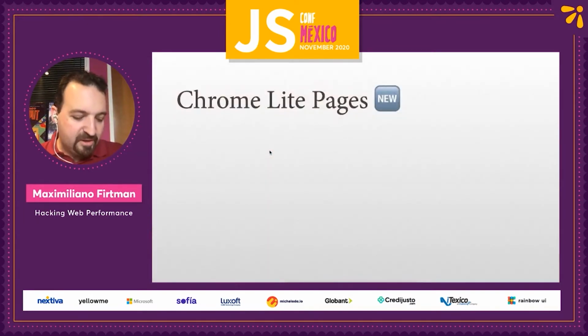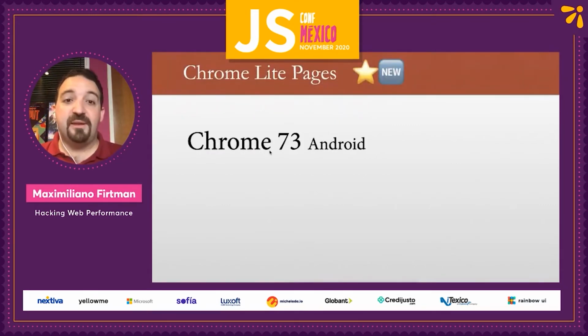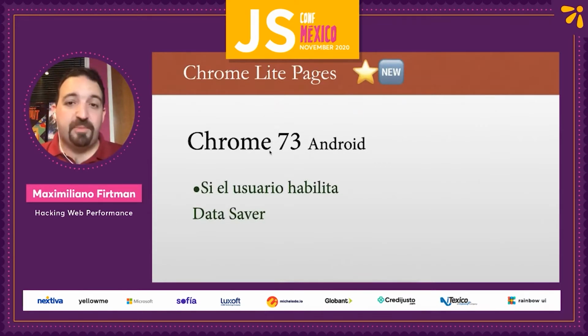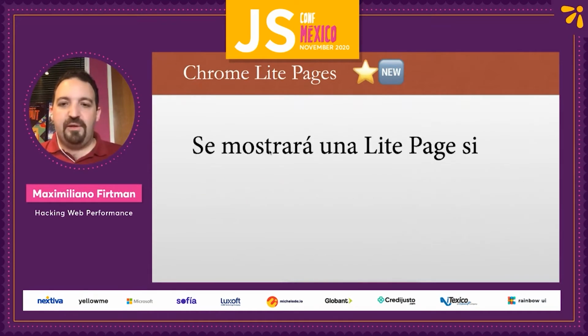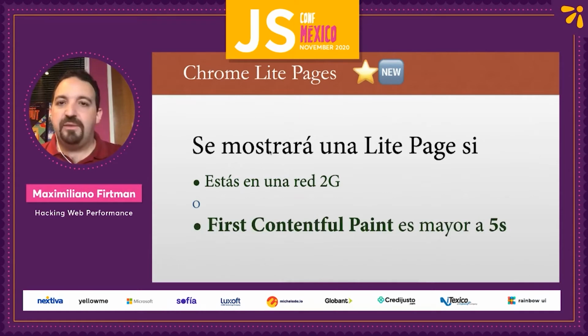I should tell you something. There is Chrome Lite Pages. I don't know if you've heard about this. Chrome Lite Pages exist from Chrome 73 in Android. If the user enables Data Saver, which appears the first time that you open Chrome on your Android, Chrome will show a lite page instead of your web app if your user is on 2G, or if they are on 3G or 4G but Chrome estimates that the first contentful paint of your website is beyond 5 seconds. So if the user is not going to see anything in the first 5 seconds, Chrome is going to decide to send the lite page.